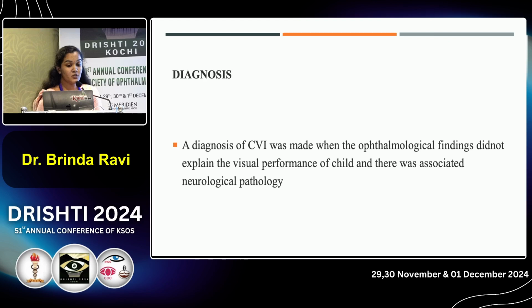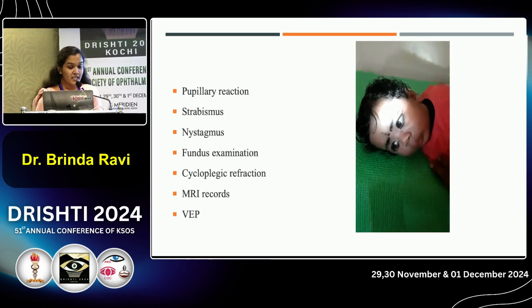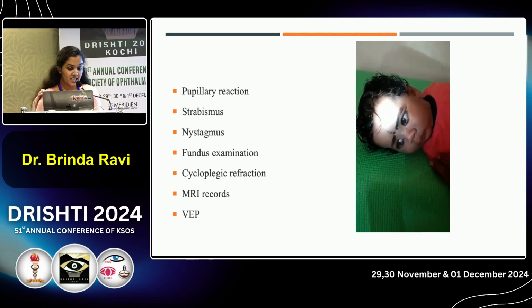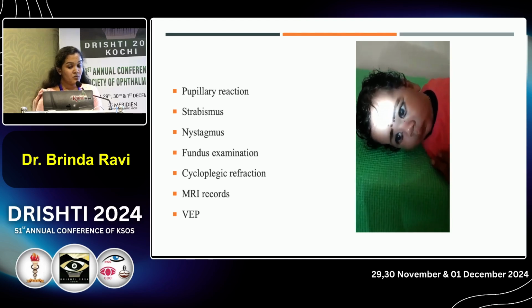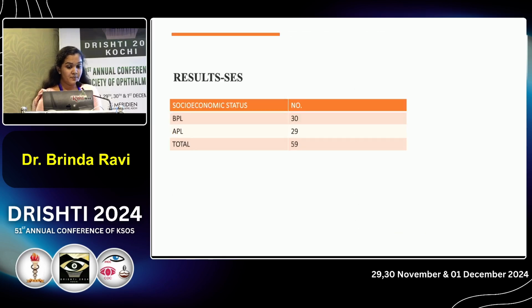Study procedure: using a semi-structured questionnaire, all the information and histories were collected, and their medical records were analyzed to determine the cause of illness. The child's visual function was evaluated and graded from level 1 to 6. The pupillary reaction was checked, strabismus and nystagmus were checked, fundus examination was done, and cycloplegic refraction, MRI records, and VEP were analyzed.